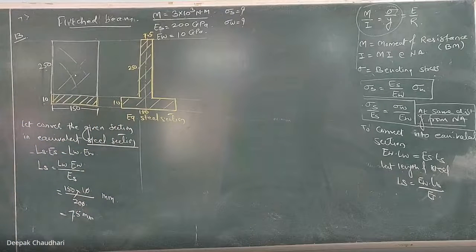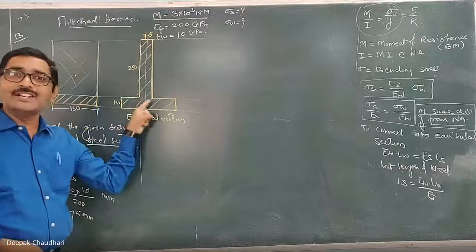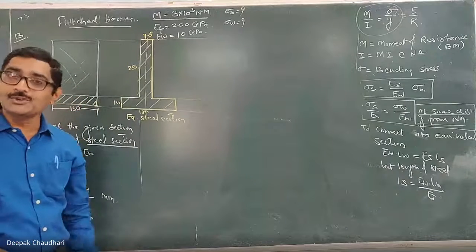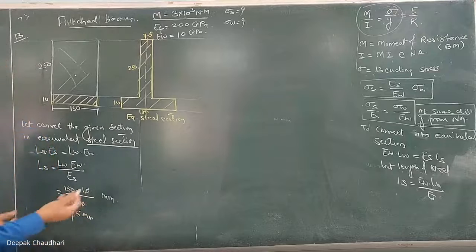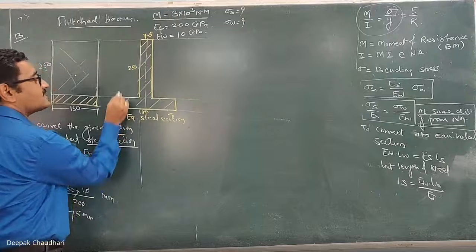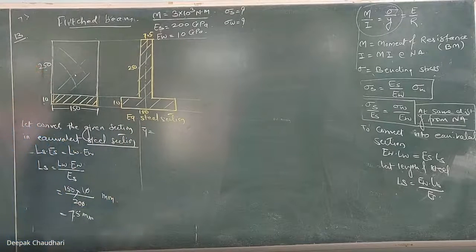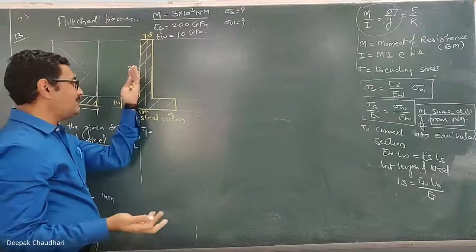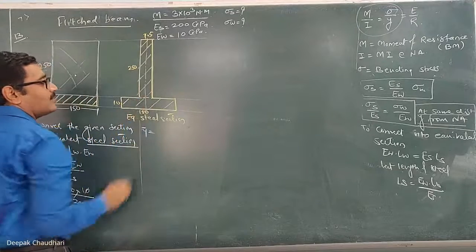Here, if the composite section is unsymmetrical, it is mandatory to convert it into an equivalent section. We have to locate the position of the neutral axis or mass center. The neutral axis always passes through the mass center. So for this equivalent section, we first have to calculate y bar, the distance of the center of mass from the bottom. Since we have converted it into a single material, we have the same density, so here you can calculate y bar by using the normal method, using the area.